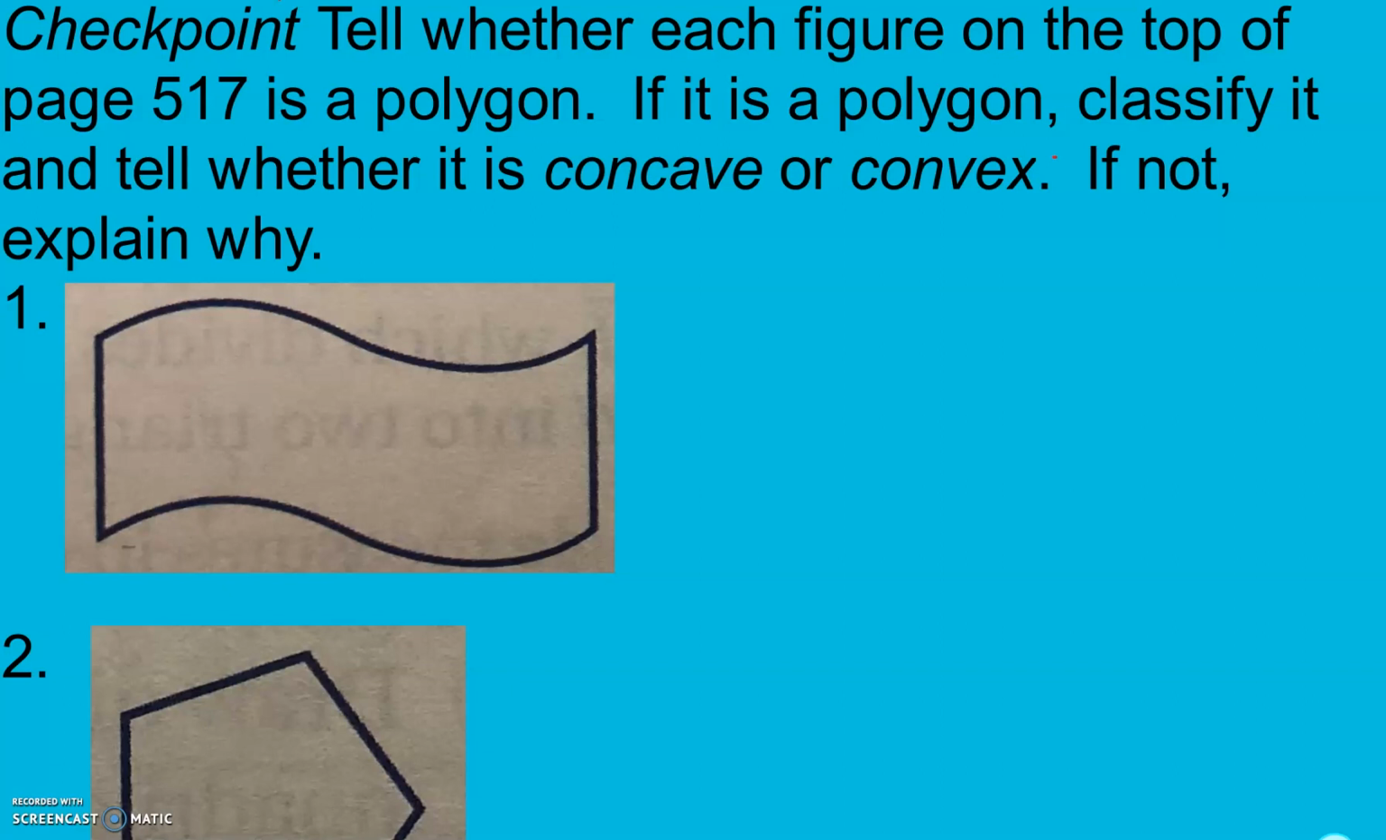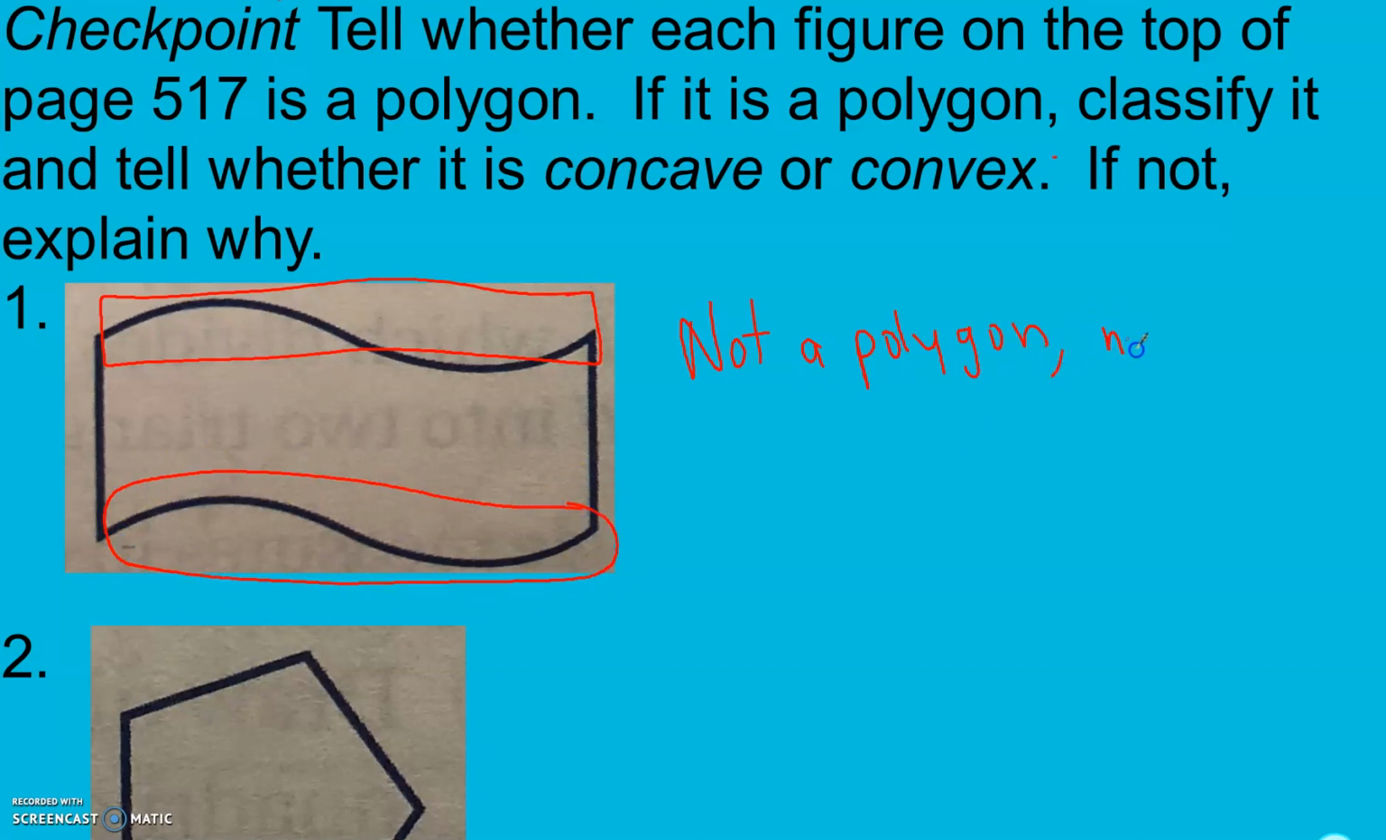Tell whether each figure on the top of page 517 is a polygon. If it is a polygon, classify it and tell whether it's concave or convex. If not, explain why. Number 1 is not a polygon. If we look here, 2 of its sides are not segments. Not line segments. You could say it's rounded. This is not a polygon.